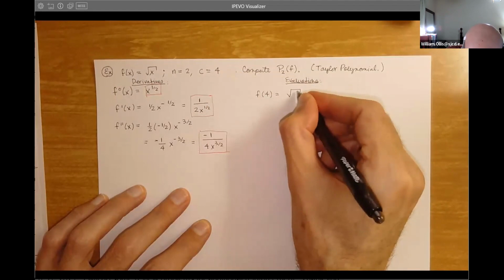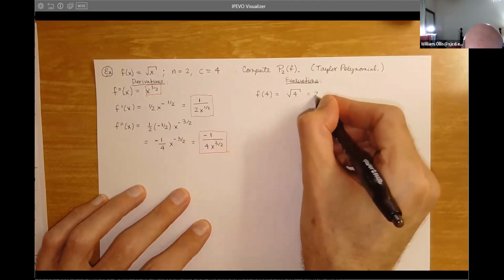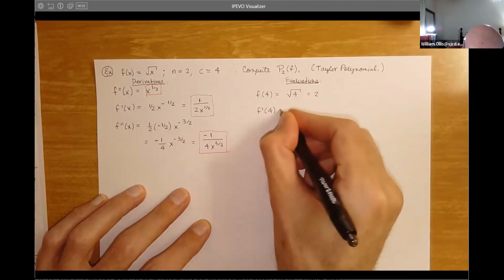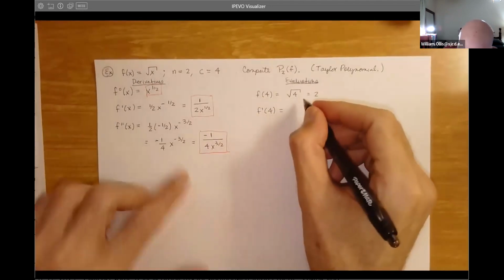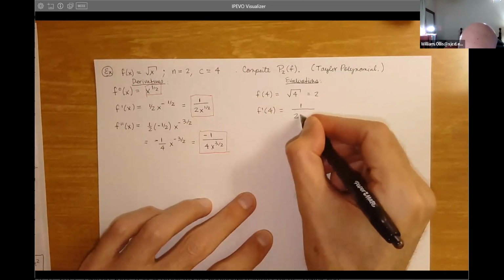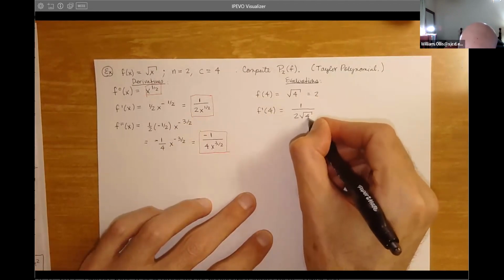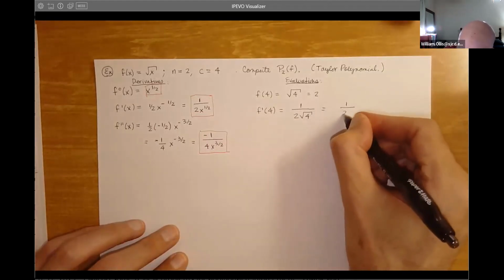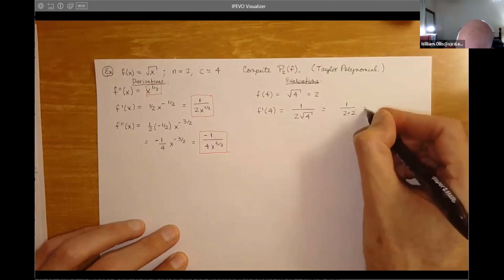So this is the square root of 4. That gives us 2. Now f prime of 4. So now we have this: 1 over 2 times the square root of 4. In this case, we just get 1 over 2 times 2, which is 1/4.